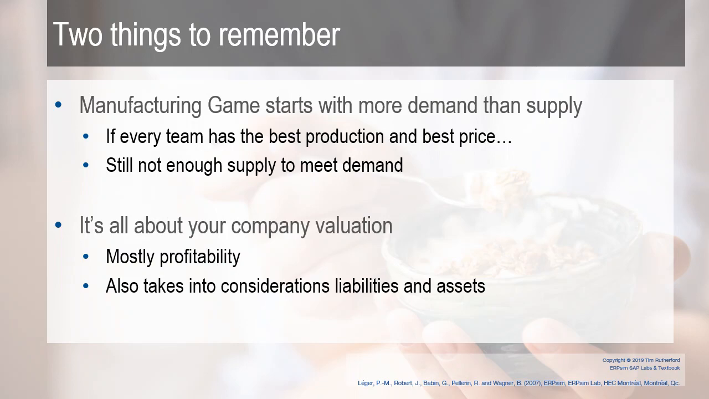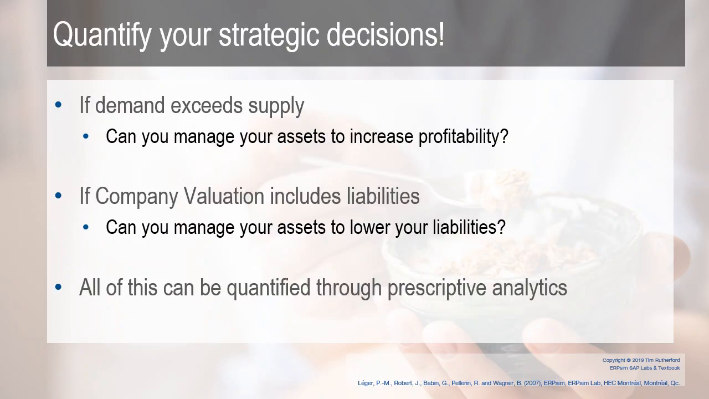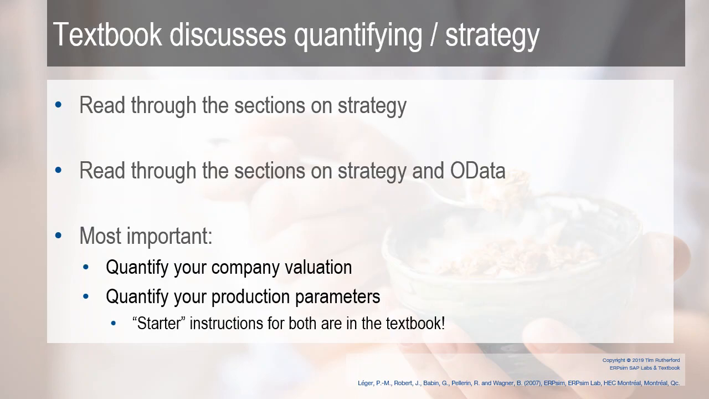And then also realize it's all about your company valuation, which is mostly profit, but it also takes into consideration your liabilities and assets. So quantify all of your decisions, anything that's strategic. If demand exceeds supply, can you manage your assets to increase profitability? Take advantage of that demand that's out there. If company valuation includes liabilities, can you manage your assets to lower your liabilities? Does it even make sense to do that? All of this can be quantified through prescriptive analytics.